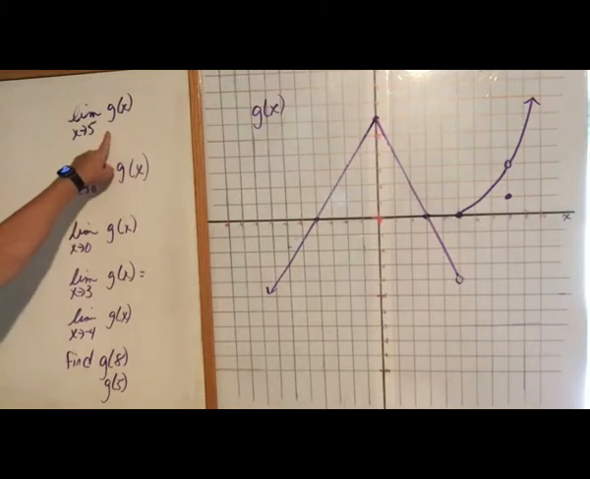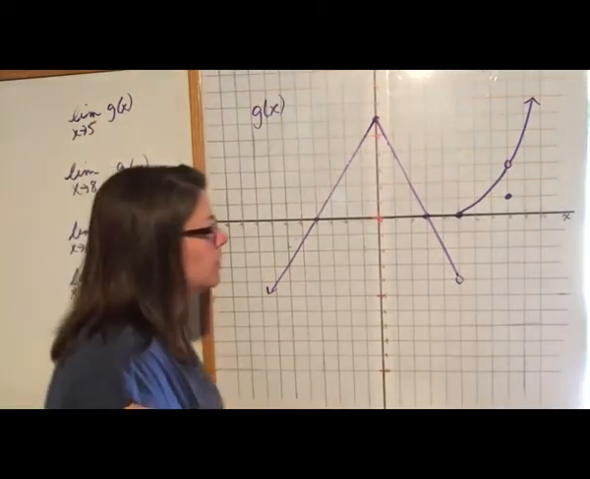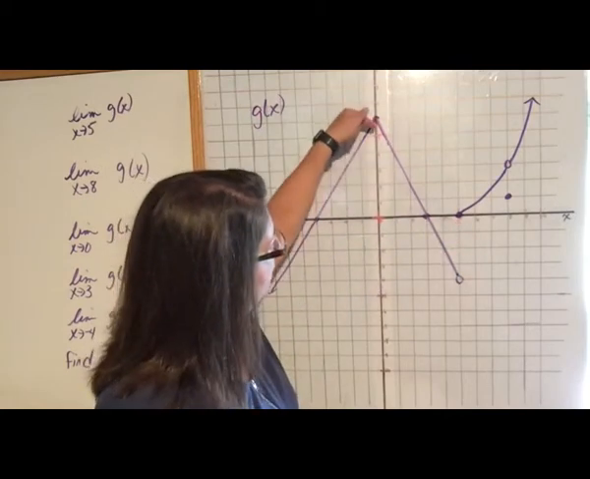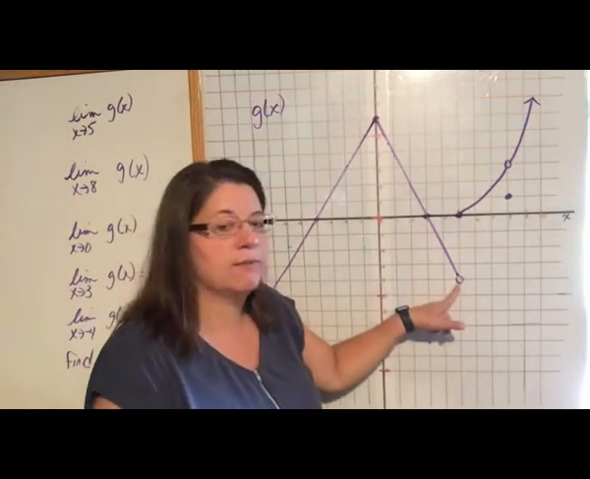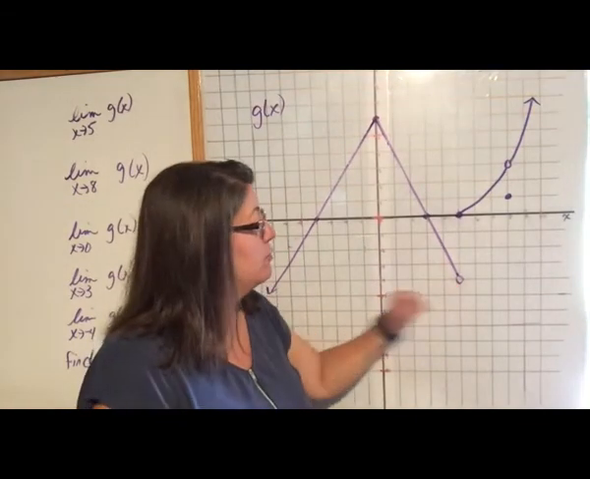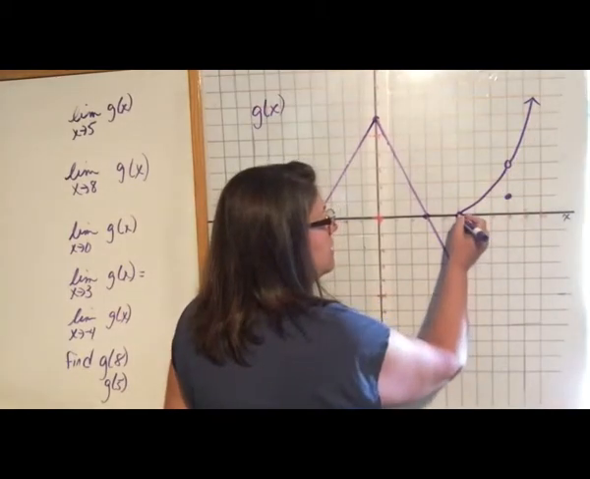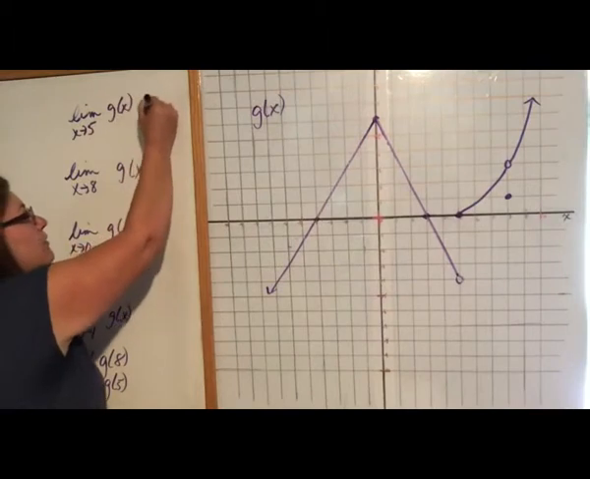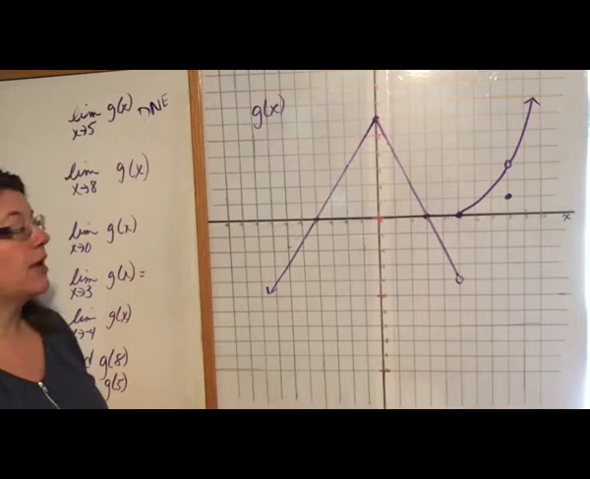The first one says find the limit as x approaches 5 for g of x. So we're going to look at that from both sides. The limit as x approaches 5 from the left, it looks like the limit is approaching -4. Again, it doesn't matter that it's an open circle, that's still what it's approaching. And then from the right, it looks like the limit is approaching 0. The y value is approaching 0. So the limit as x approaches 5 does not exist because they're not the same from both sides.